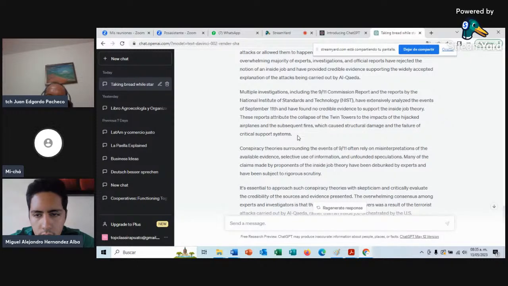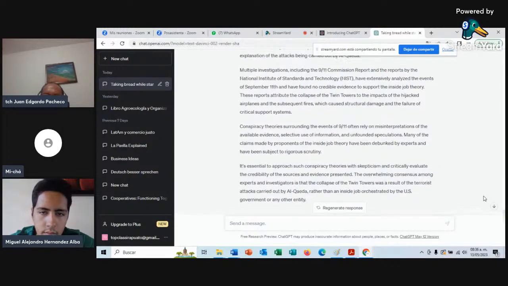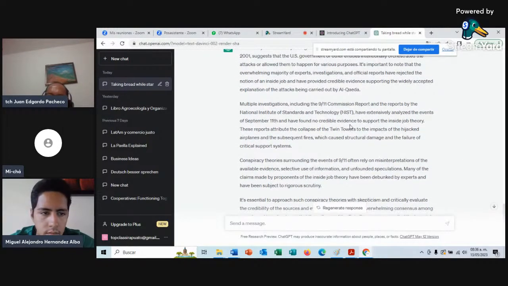Conspiracy theories surrounding the events of 9/11 often rely on misinterpretation of the available evidence, selective use of information, and unfounded speculations. Many of the claims made by proponents of the inside job theory have been debunked by experts and have been subject to rigorous scrutiny. Okay, so what is interesting is this is incredibly interesting, and I will tell you why.